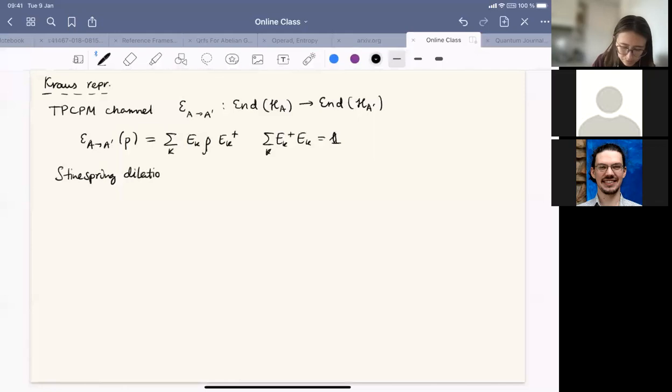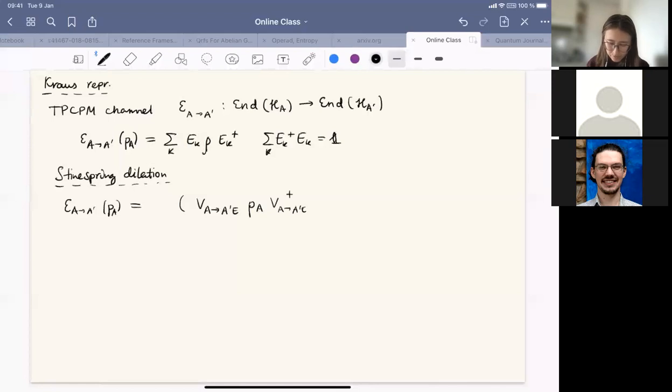Stinespring dilation is basically the following. It's when we express the action of the TP-CPM map as, first, the action of an isometry V, which maps the system A to a bigger joint system A prime E, where E is usually understood as the environment, acting on rho A, and then the same V dagger. So we map the system A to a bigger system A prime E, but then we trace out the environment. And then we get the action of our map.